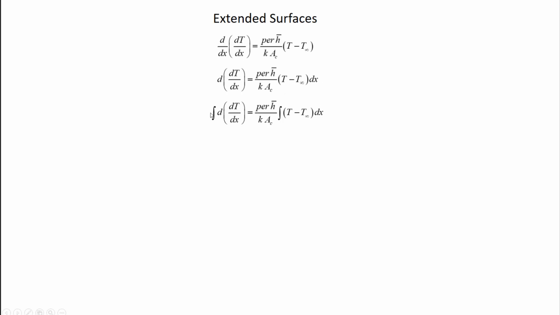So if I integrate the left side, I would have no troubles with that. That would be just the integration of an exact derivative, so I'd get dT/dx. But when I try to integrate the right side, I run into issues. And the issue is that I can't integrate T of x with respect to x because I don't know what T of x is, right? So this is not a separable equation, and I can't take this approach anymore, right? I have to take a different approach to solve this equation.